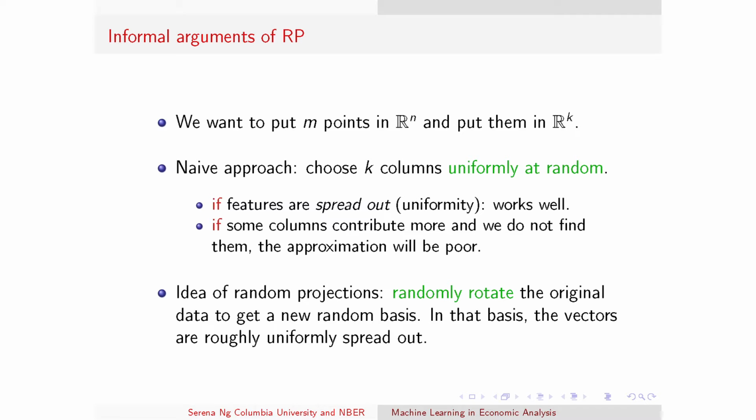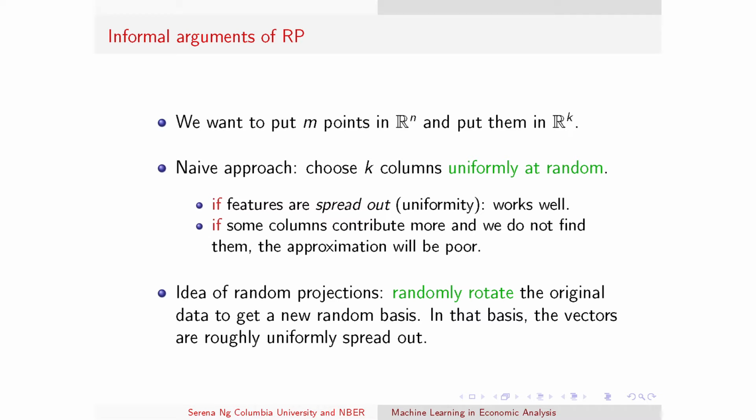So the idea of random projections is, okay, lack of uniformity is the issue. So let's rotate the data. The original data is not uniform. We rotate it from the original basis to a new basis, and in that new basis, the vectors are uniformly spread out. And once you rotate the data, then you can do uniform sampling. So that's the idea, right?